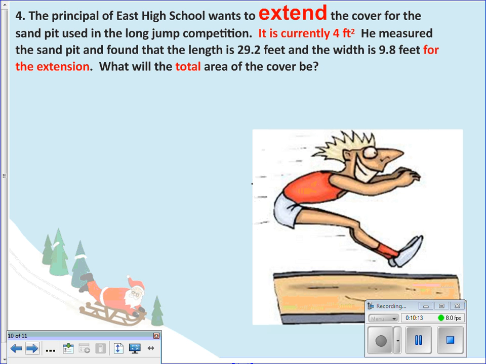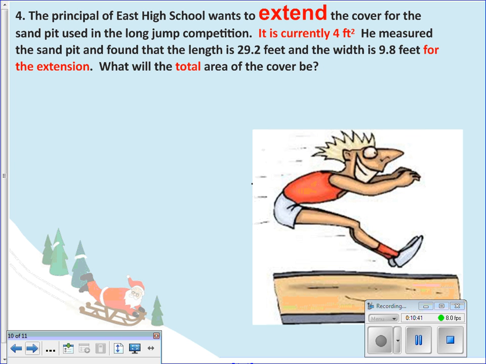So turn back to page 44, and let's look at number 4. Anything that's in red on the board, you can change and add to what's in your notes. So what you have in your notes, I'm going to read what you have first. So look at page 44. What you have is, the principal of East High School wants to buy a new cover for the sand pit used in the long jump competition.